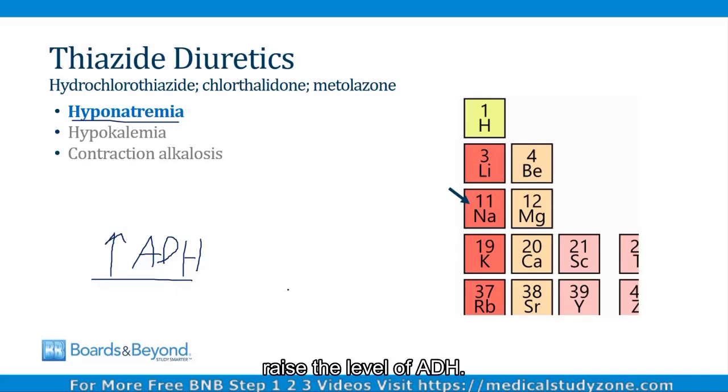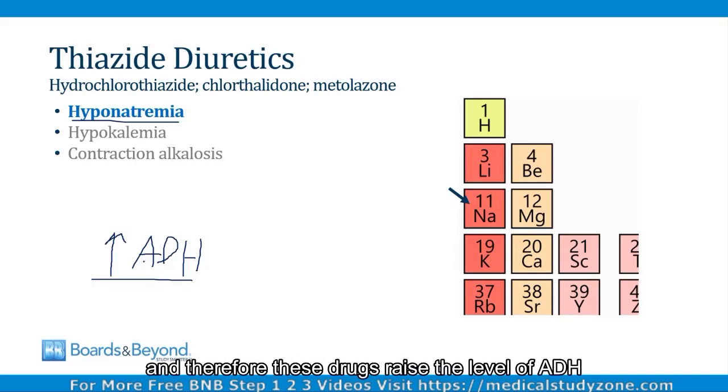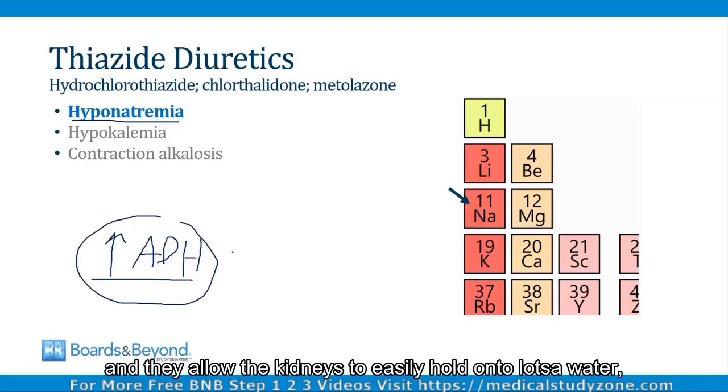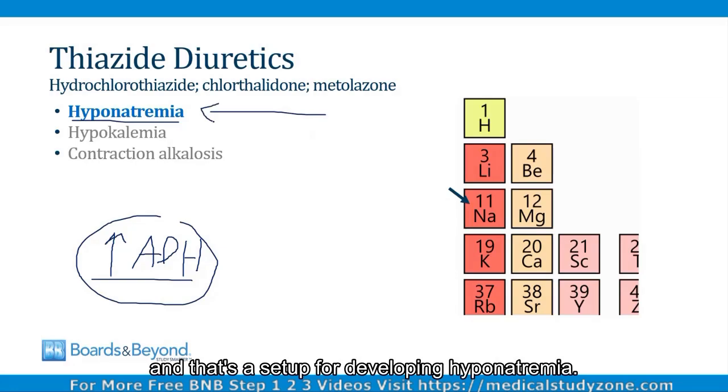Now, this can happen with any diuretic because all diuretics that cause volume depletion raise the level of ADH. However, with thiazide diuretics, the ability of the kidneys to retain water remains intact and very strong, and therefore these drugs raise the level of ADH and they allow the kidneys to easily hold on to lots of water, and that's a setup for developing hyponatremia.